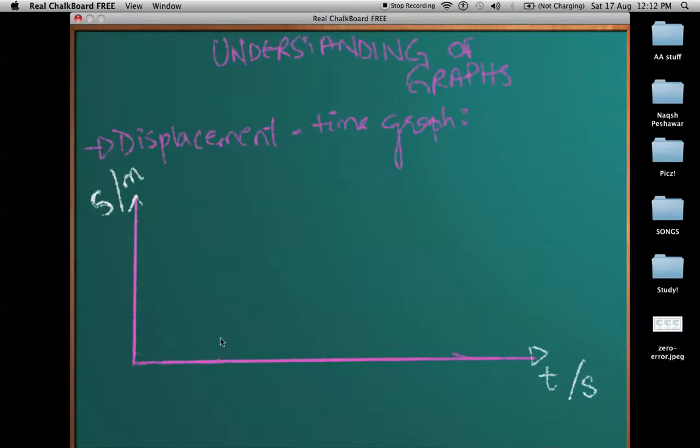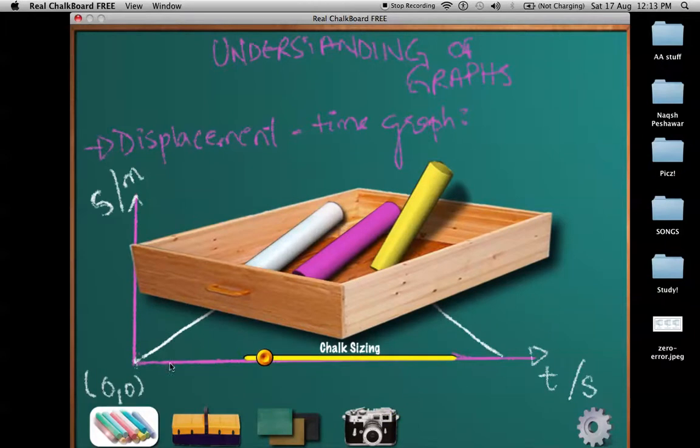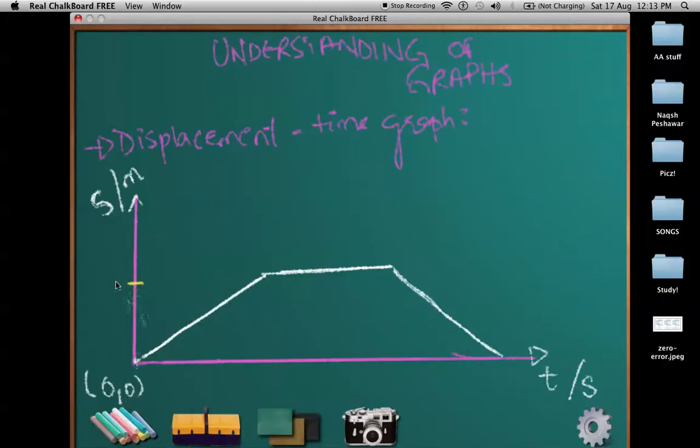Now let's see. Let's understand what a graph means. This is a line here, and then there's a straight line here, and this is again a straight line here. Now, for example, this is our 0 and 0. Let's just understand the graph. What's happening here? For example, this is 6 on the graph, which means this is 6 meters.